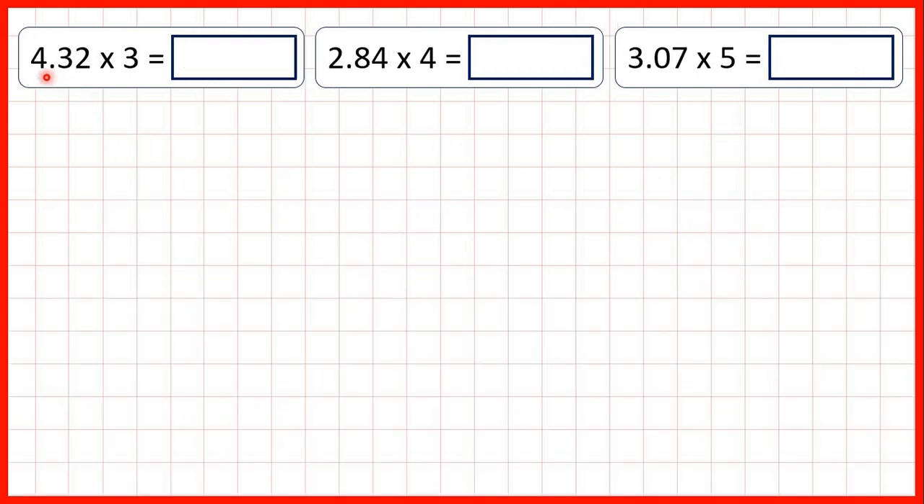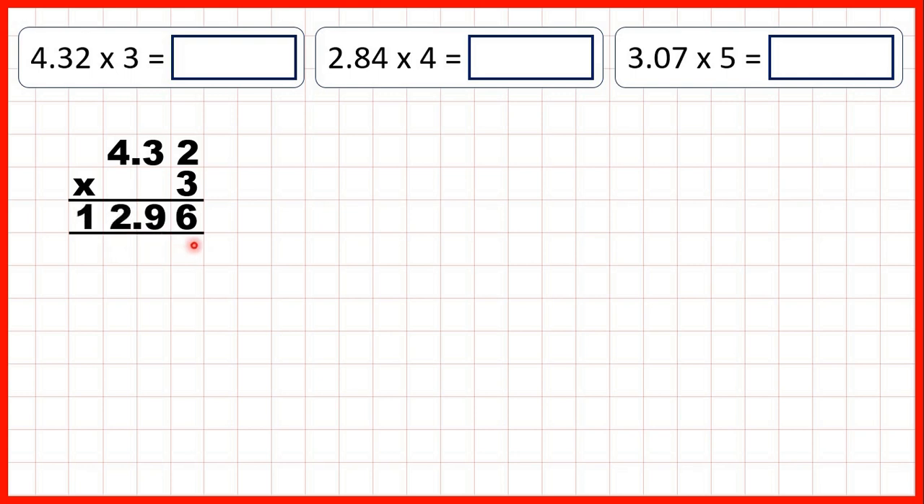So now let's try 4.32 times 3. We can write it out as a column multiplication, and we need to remember to copy the decimal point down into our answer so that it's directly below the decimal point in the number that we're multiplying. 2 times 3 is 6, 3 times 3 is 9, and 4 times 3 is 12. So that's 12.96.